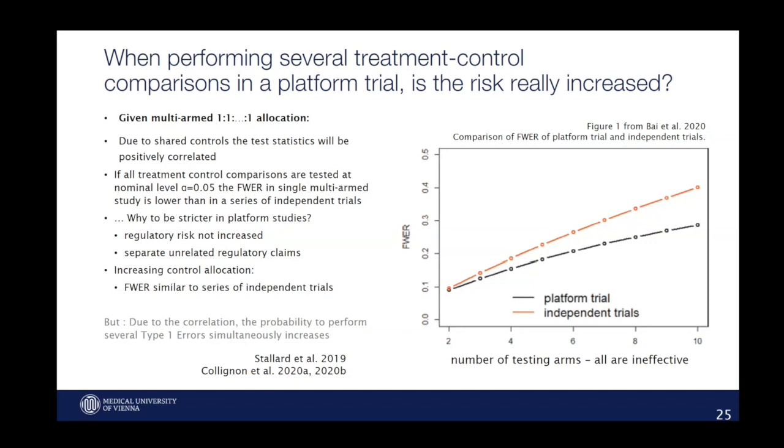So why should one be strict in platform studies, especially if the regulatory risk, the family-wise error rate to approve at least one ineffective drug, seems not to increase? Such arguments have been stressed by several people. However, some people have also pointed out that due to the correlation, the probability to make several type 1 errors simultaneously increases. And as a side note, this risk can be easily decreased by increasing the control allocation, but then the family-wise error rate would become again similar to a series of independent trials.